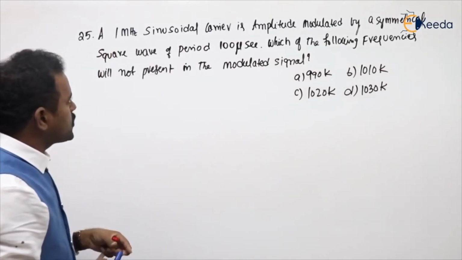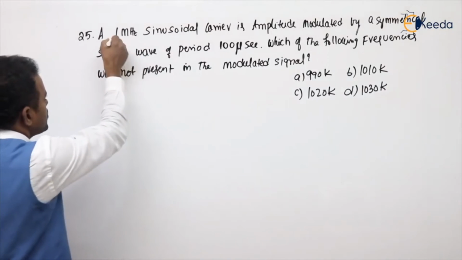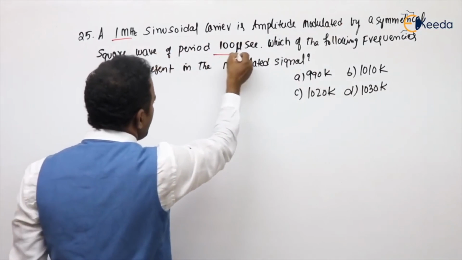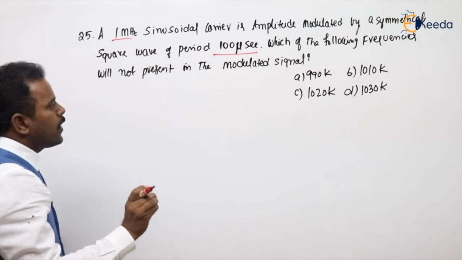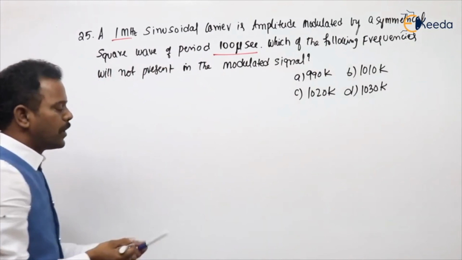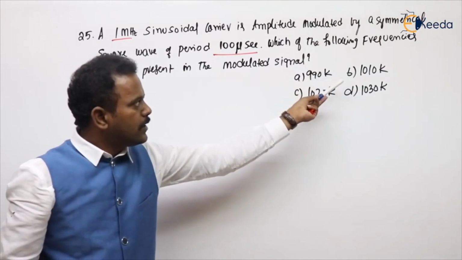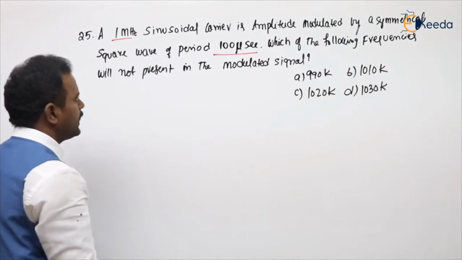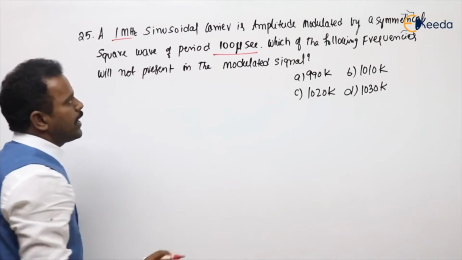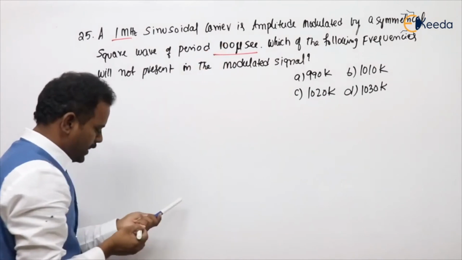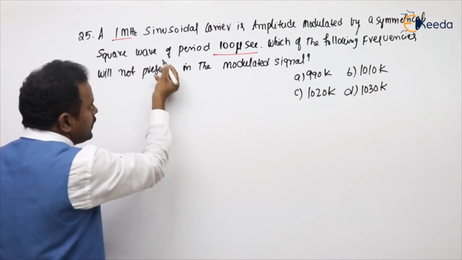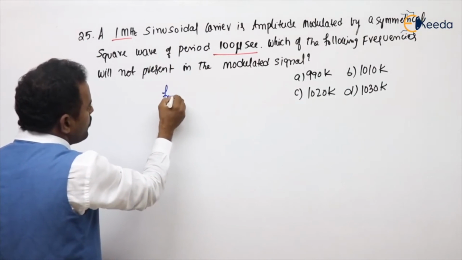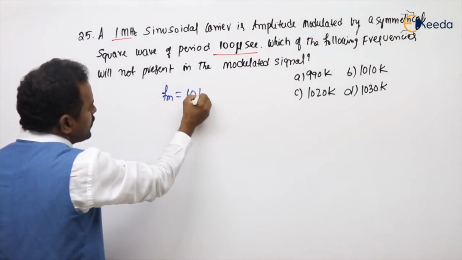A 1 megahertz sinusoidal carrier is amplitude modulated by a symmetrical square waveform of period 100 microseconds. Which of the following frequencies will not be present in the modulated signal? 990K, 1010K, 1020K, 1030K. Here, what is given? Symmetrical square wave of time period 100 microseconds. Time period of 100 microseconds means he is giving the message; this is the carrier and this is the message. So FM value is 1 by 100 microseconds, so 10 kilohertz.